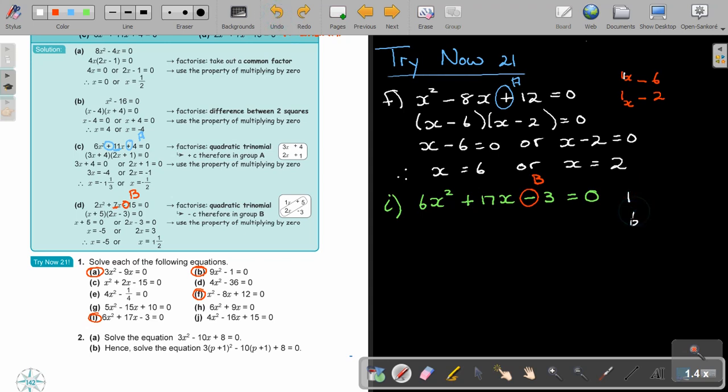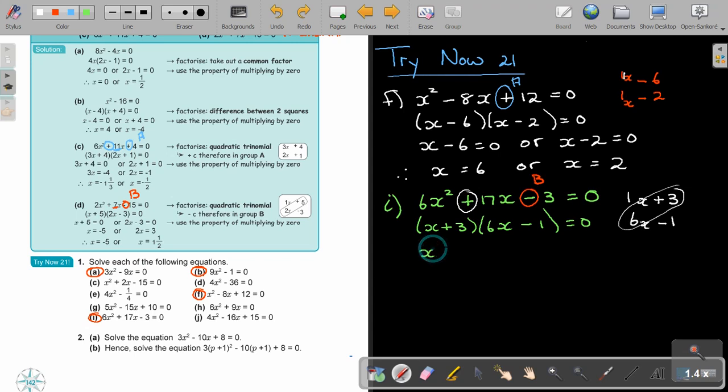So make it 1 and 6, and make it 3 and 1, because that will give you 18 minus 1, because it's group B, I subtract, and that will give me 17. And the biggest over cross product will get that sign, and the other one will get the opposite. So that will be x, x. So what will I get? I will get x plus 3, 6x minus 1.